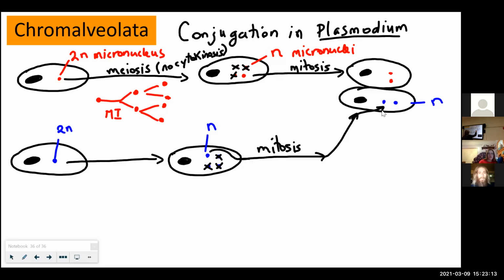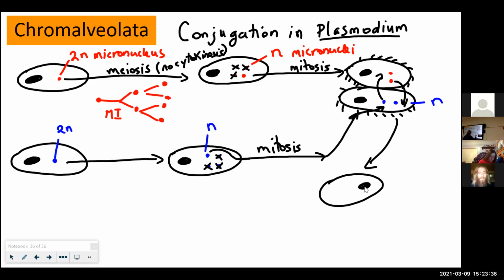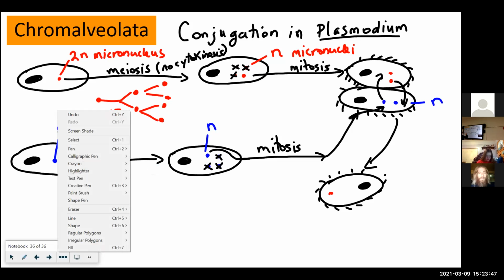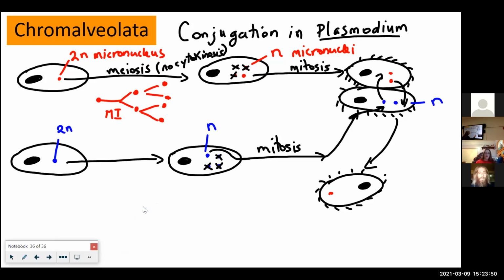During conjugation, these paramecia have these little cilia on them. This thing happens, this happens. One of these goes here and one of these goes here. So after conjugation, what you end up with are two cells that look like this. They have a macronucleus, cilia, and then they have one of each micronuclei. Look at that.